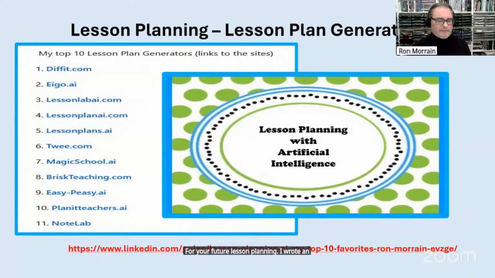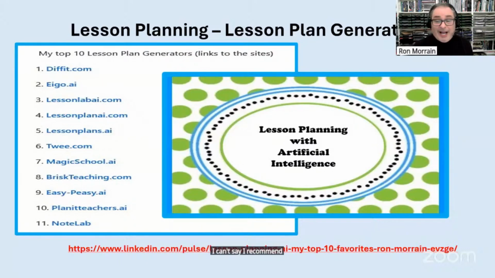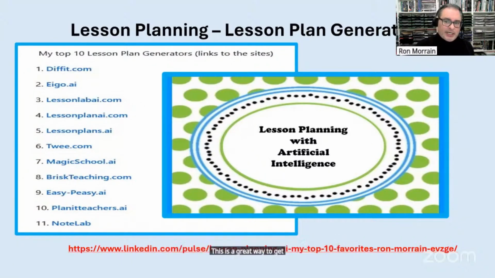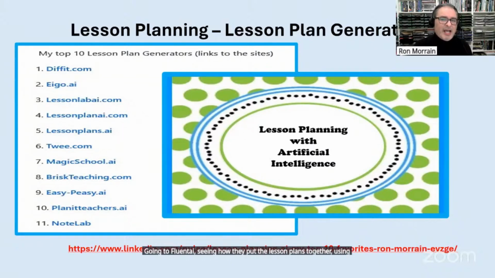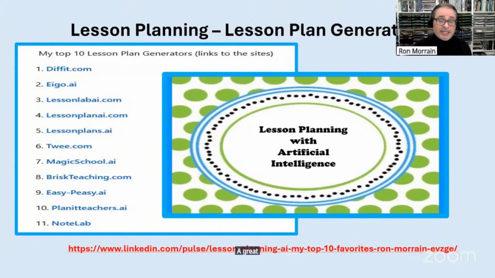I wrote an article about artificial intelligence and lesson plan generators. You can find that article on LinkedIn. It's too detailed to go into here, but I have to say that of all of these, I can't say I recommend one over the other because I use all of them. But I do have to say that the new kid on the block, NoteLab, is pretty good. And I started with Twee, which is number 6 on the list. You can get links to all of these sites from my LinkedIn article that I wrote about lesson planning with artificial intelligence. This is a great way to get started on integrating artificial intelligence: start with lesson plans, go to Fluentize, see how they put the lesson plans together, use that as a model, and then go to artificial intelligence and try to replicate the models that you see on Fluentize. A great way to start putting lesson plans together.